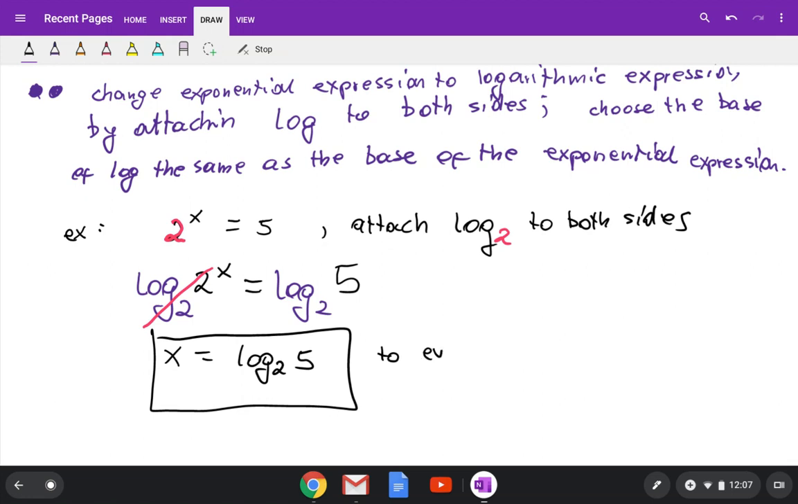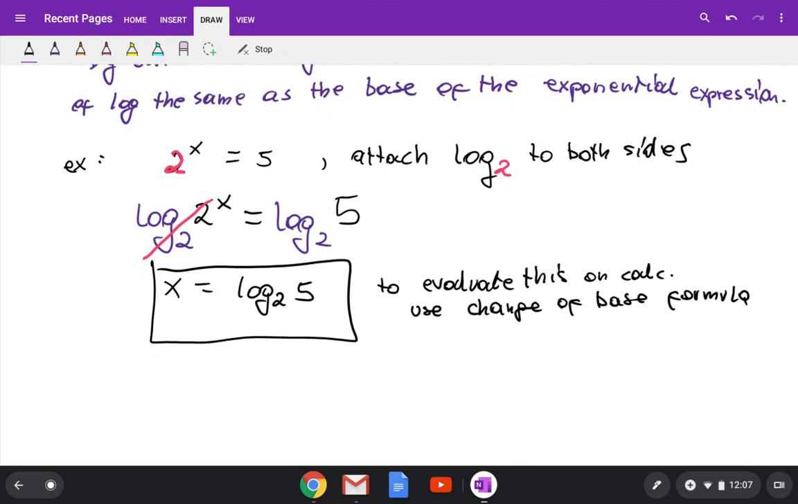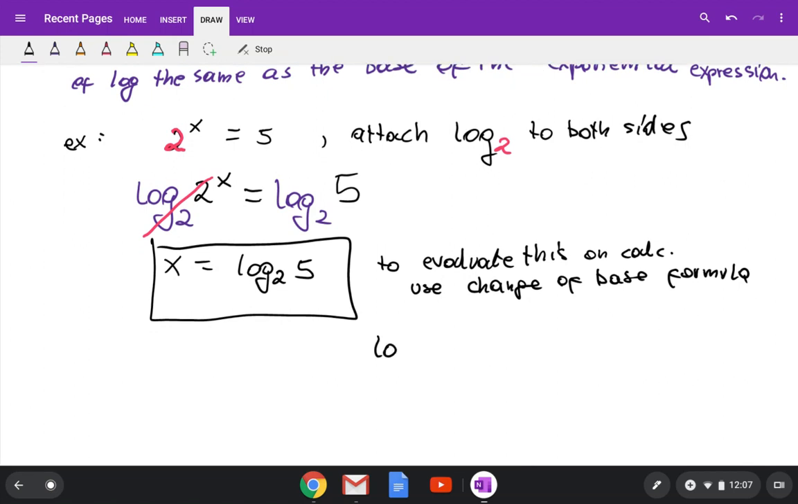So don't forget that to evaluate this on a calculator, you're going to use the change of base formula. You can use ln or common log. I usually use ln. Log base 2 of 5, you can evaluate that as ln of 5 over ln of the old base, which is 2. So this is what we're doing on the calculator.